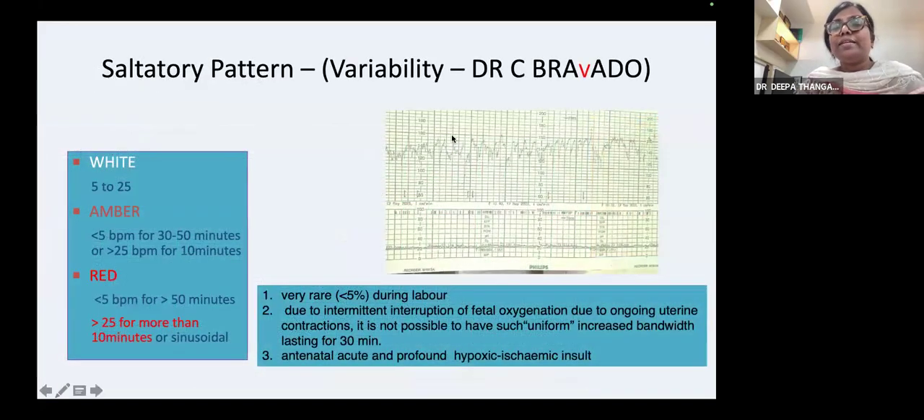So this is called the saltatory pattern. You can see the saltatory pattern here. What is saltatory?